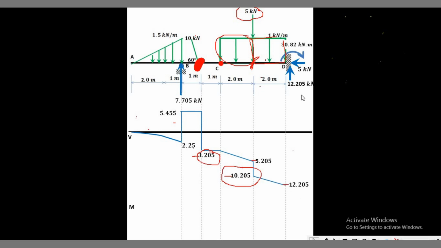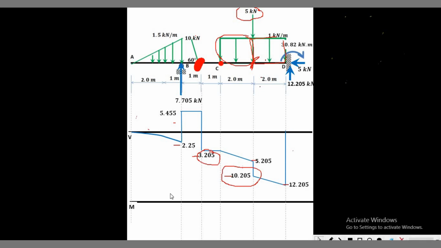Then, may pataas na 12.205. Magsi-zero siya. So, ganyan yung aking shear diagram for this beam. Now, I can draw the moment diagram for this one.